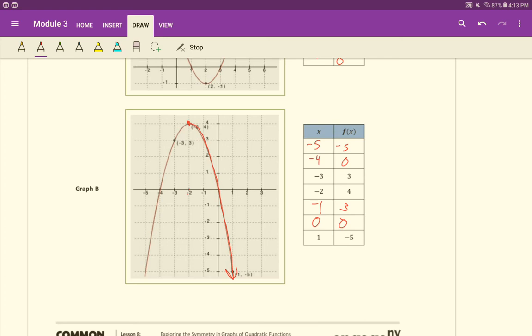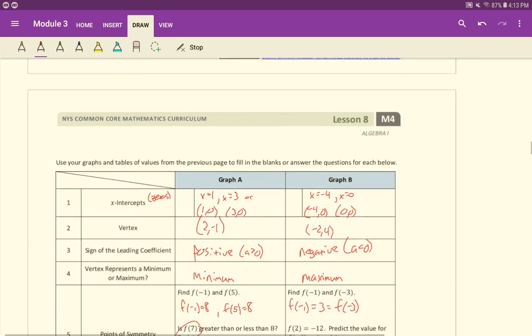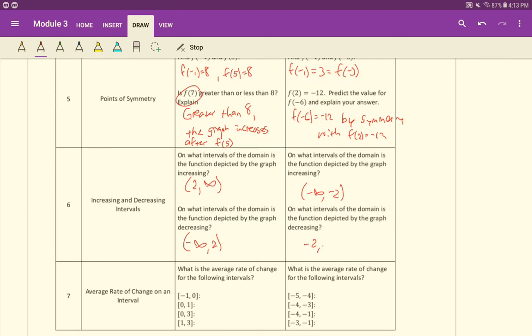Okay, so this is decreasing. From left to right, we're going down, right? From this portion right here was increasing because from left to right, we're going up. From this point, we're decreasing as we go from left to right. So that's decreasing. So it's from -2 to infinity there.